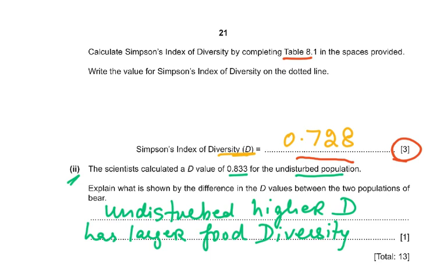For this, it was 0.728. So undisturbed has a higher D value and so has a larger food diversity. What were we examining? We were examining what is present in the feces. So it means what do they eat? So this is how you have to answer this question.